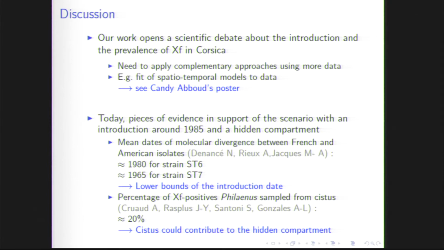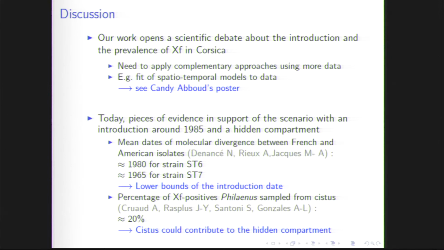So to conclude, our work opens a scientific debate about the introduction date and the prevalence of Xylella fastidiosa in Corsica. And we need to apply, of course, complementary approaches using more data and using other kinds of data, for example, genetic data. And one of the examples of this alternative approaches is given in the poster of Candy Aboud, who try to fit spatial-temporal models to surveillance data.